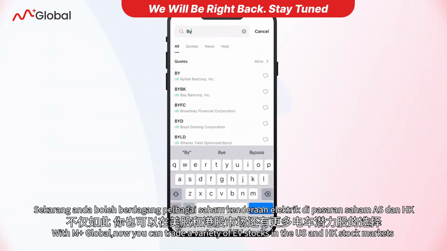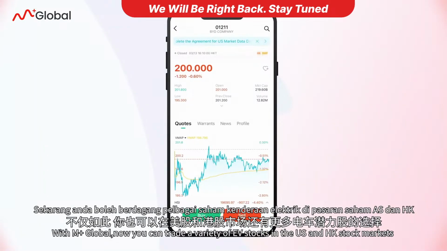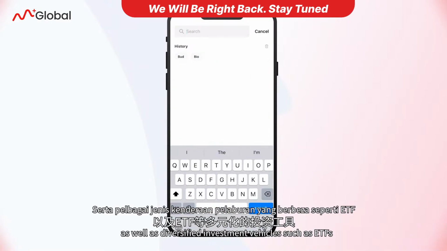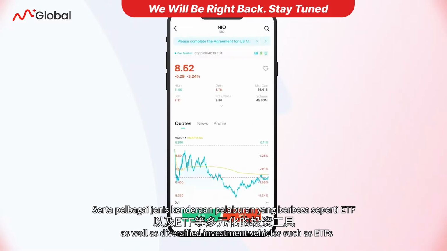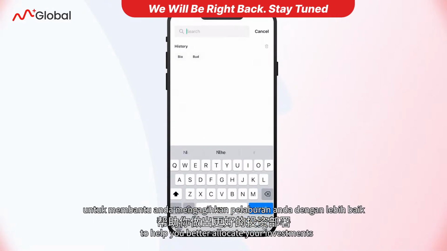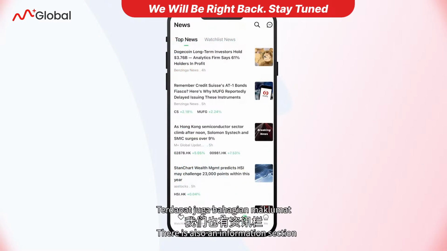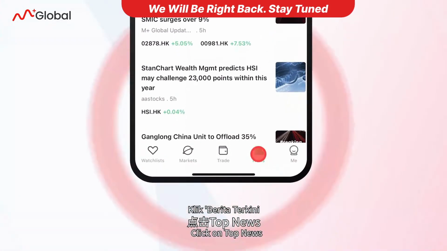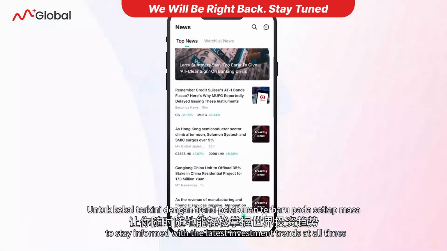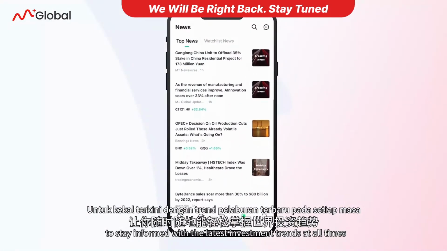With M+ Global, you can trade a variety of EV stocks in the US and Hong Kong stock markets, as well as diversified investment vehicles such as ETFs to help you better allocate your investments. There is also an information section. Click on Top News to stay informed with the latest investment trends at all times.